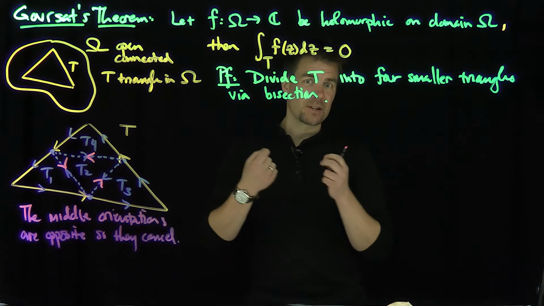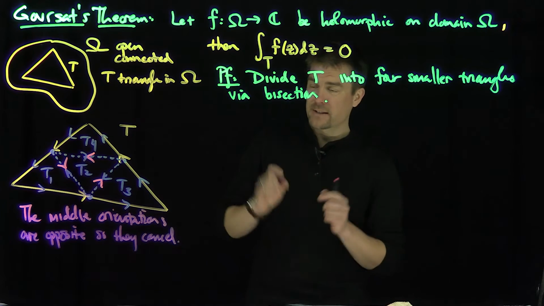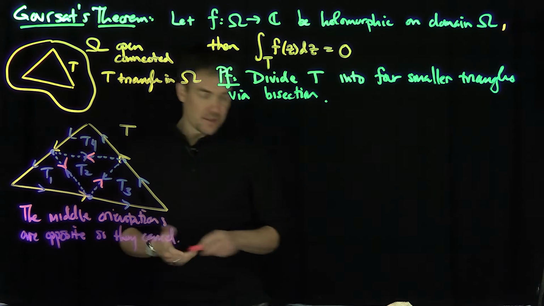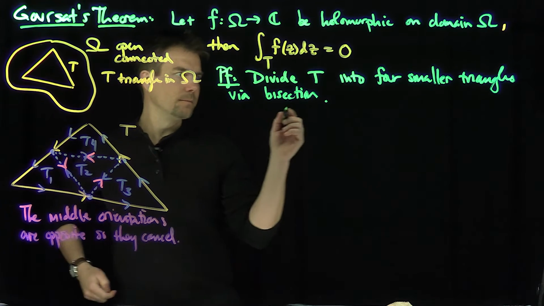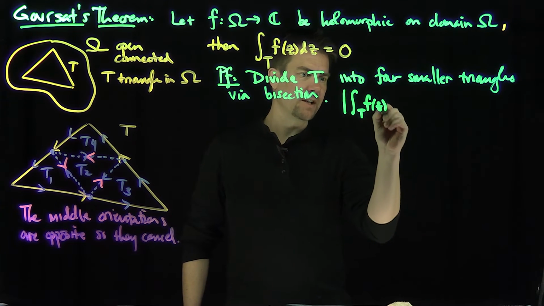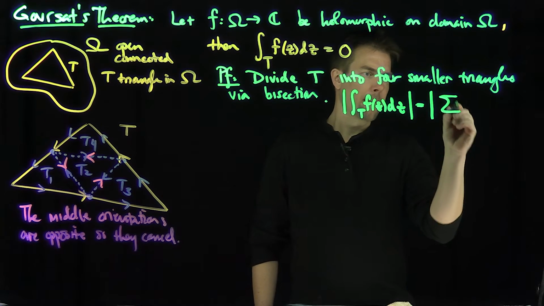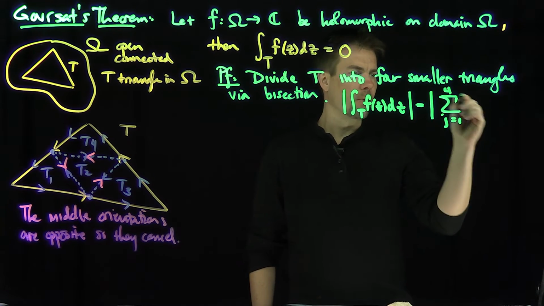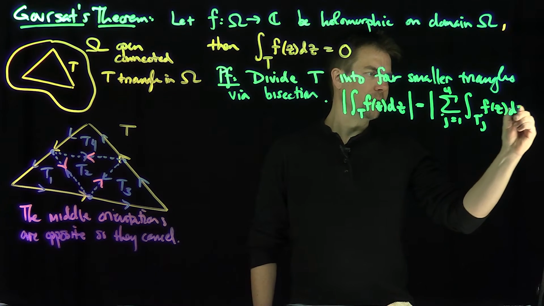So it may seem like a slightly nuanced point, but keeping track of the orientations and figuring out where orientations cancel is a very important idea. Great. So what does this tell me? This tells me, therefore, that the absolute value of the integral over T of f of z dz is equal to the absolute value of the sum, j goes from 1 up to 4, of the integral over these new triangles Tj of f of z dz.